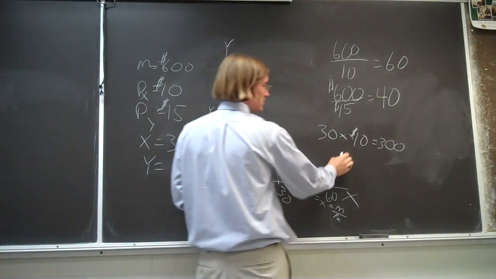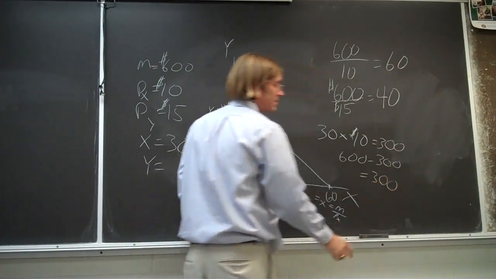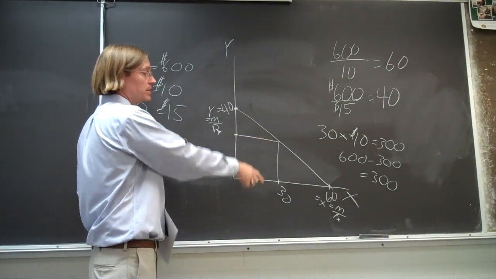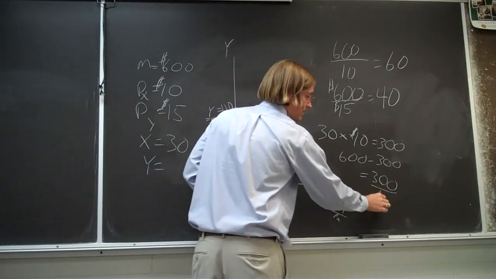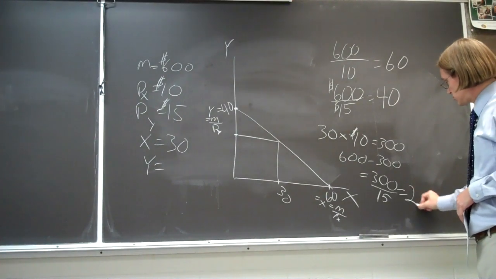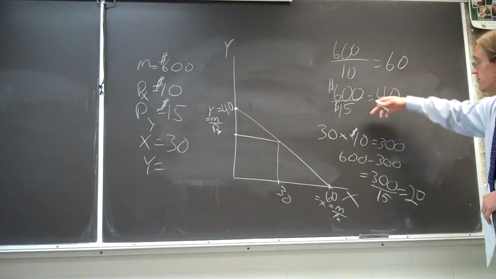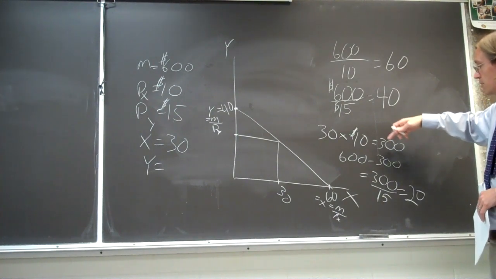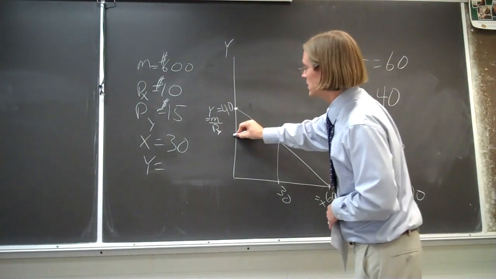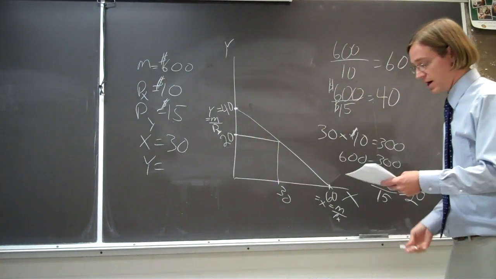So how much money do we have left? We had 600 minus 300, so we have $300 left, and we can spend all of that on good Y. So we divide 300 by the price of good Y, which is 15, and that gives us 20 units of good Y.